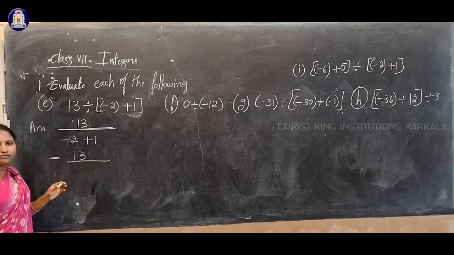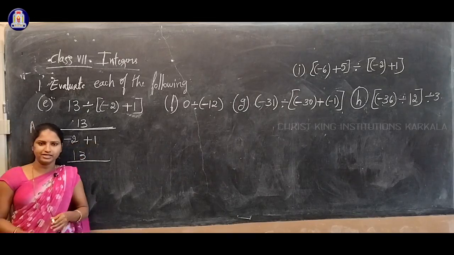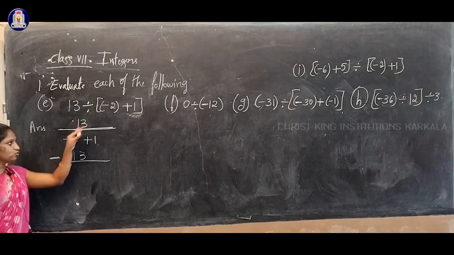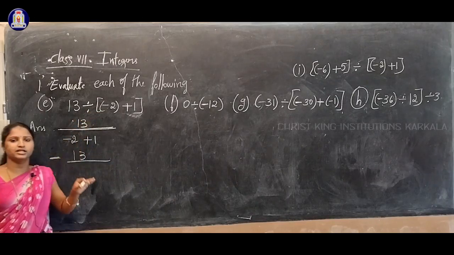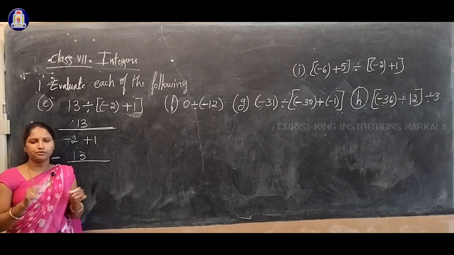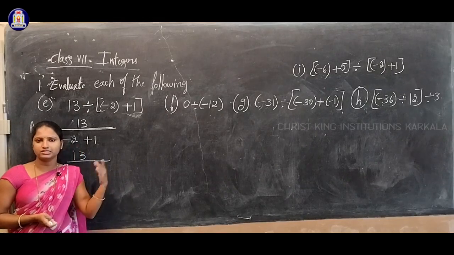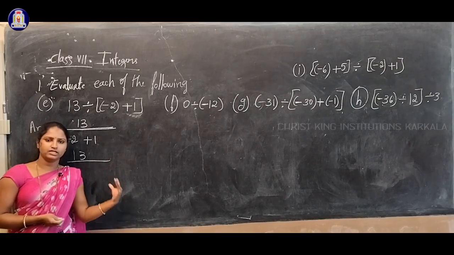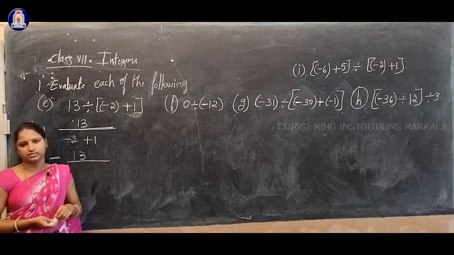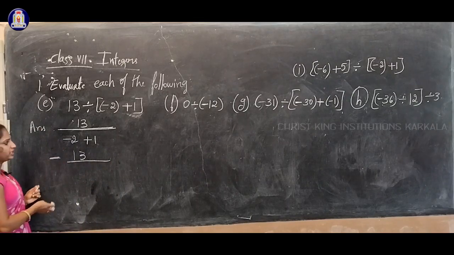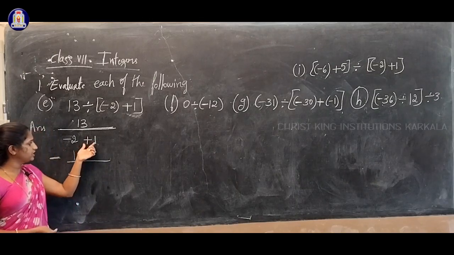First you have to simplify the denominator. In the denominator two integers are given, so we cannot divide like this, 2 ones are 2, how much the 13, and again 1, how much the 13. This is not possible. So first you have to solve the denominator. If you get one integer, by that integer you have to divide the numerator.